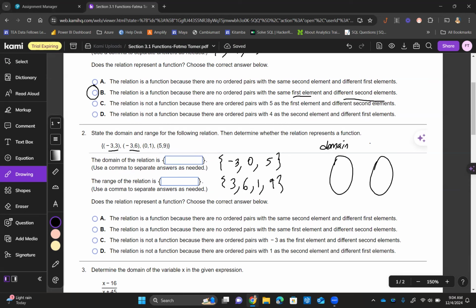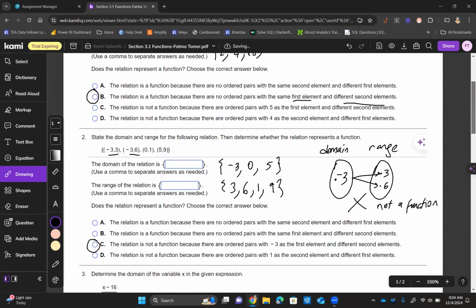So they both have a -3, but for the first ordered pair, -3 is trying to go to 3, but for the second ordered pair, -3 is trying to go to 6. A human being cannot be in 2 different locations at the same time, so this is wrong. This means this is not a function because the same x value is trying to go to 2 different y values. So we're going to choose the no function option because -3 as the first element is trying to pair with different second elements. So we're going to choose C as the correct answer for this.